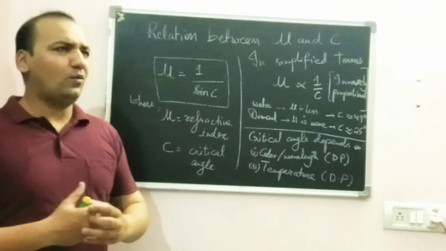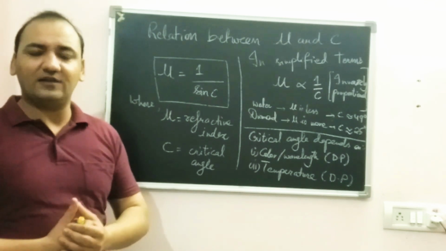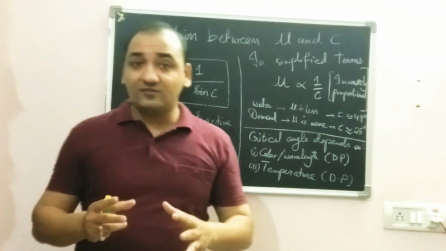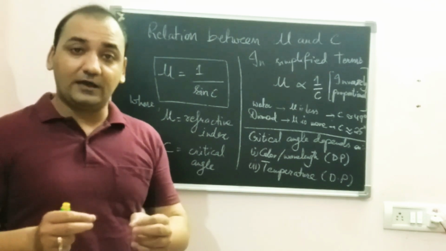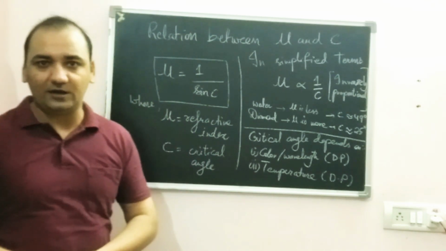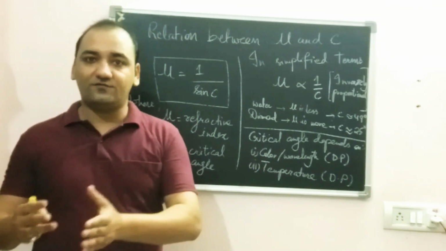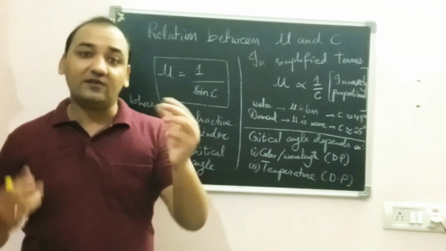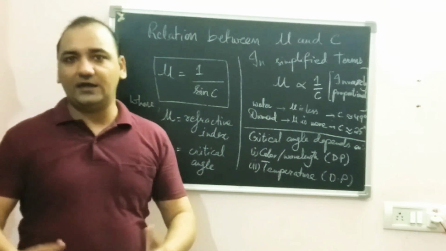Now what does that mean if the medium has a smaller critical angle? It means that if a medium has a lesser value of critical angle, there are easy chances or probabilities of total internal reflection happening, because the lesser the critical angle, the easier TIR can happen.